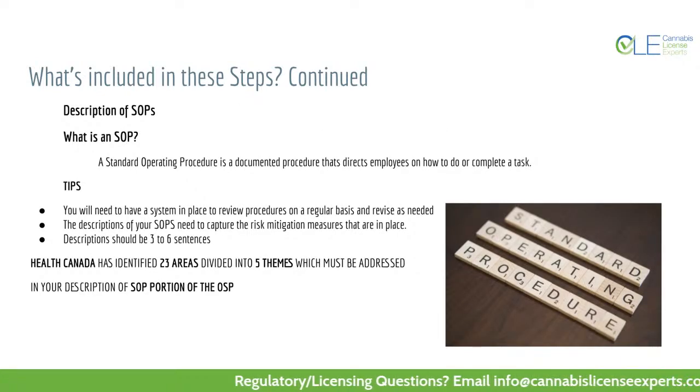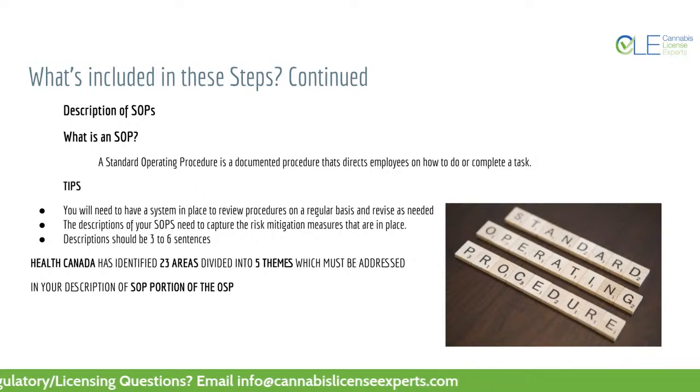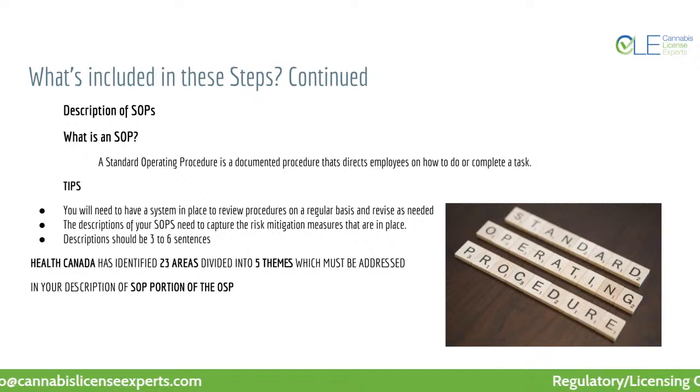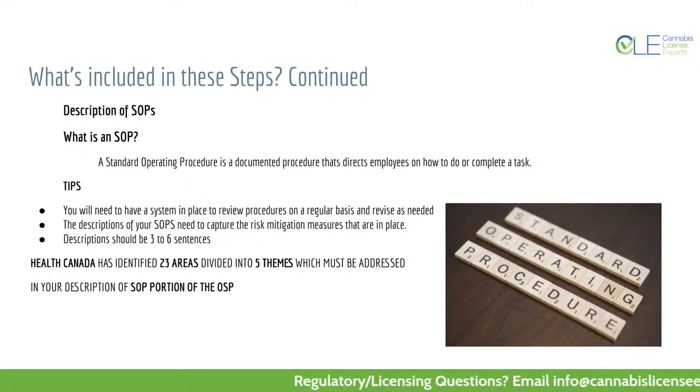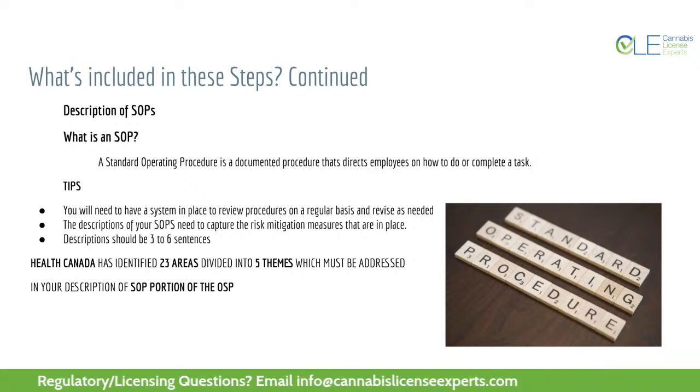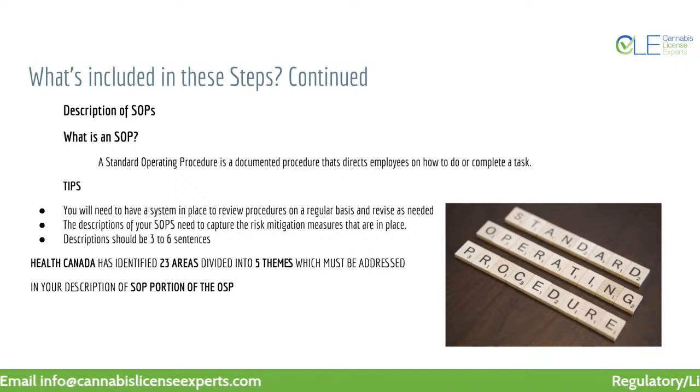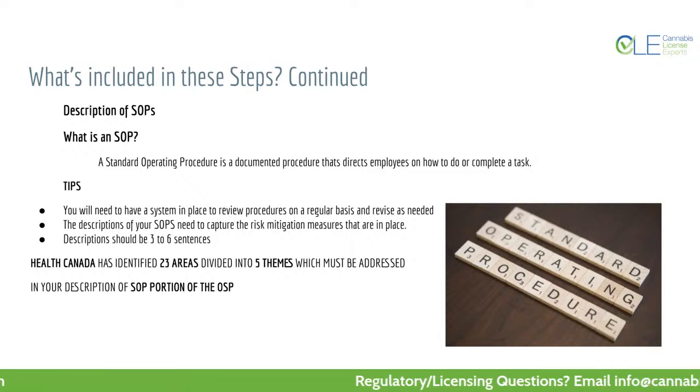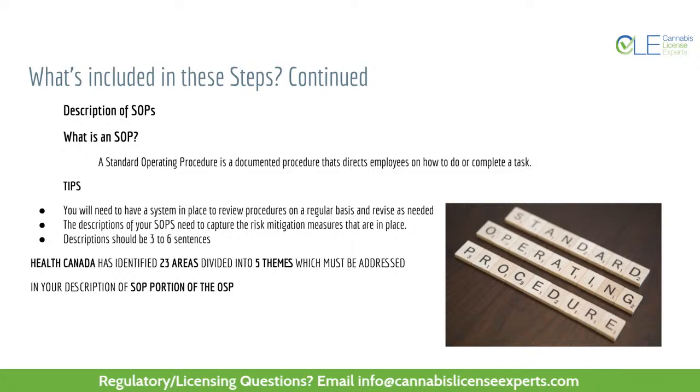So next, a description of your SOPs. So what is an SOP? An SOP is a standard operating procedure. It is a documented procedure that directs employees on how to do or complete a task. So basically, an SOP tells the employee what you're going to tell them. You're going to tell them how to do it, how to record that they've done it, and how to identify any deviations from that, and how to report and track anything.